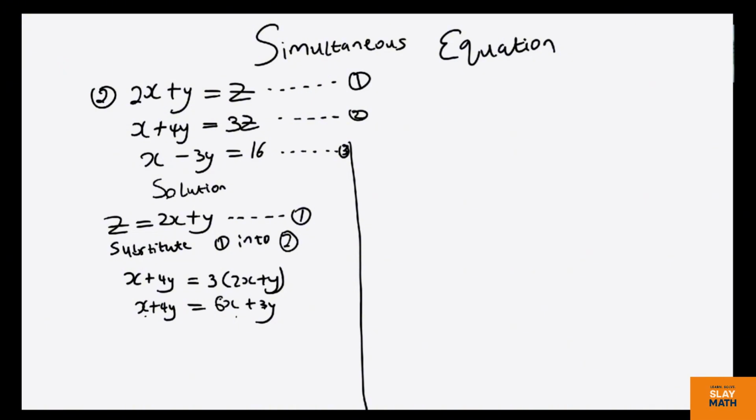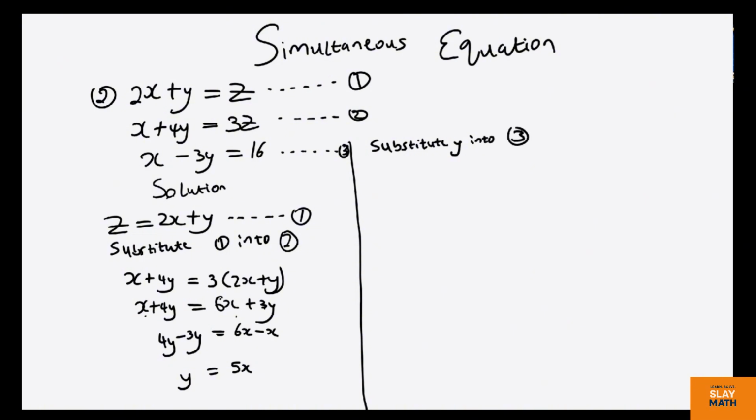So 4y minus 3y, because it doesn't go on the side, equals 6x minus x. 4y minus 3y is y. 6x minus x is 5x. Now we have the value of y, right? So I'm going to substitute this value into equation 3. Substitute y into 3.